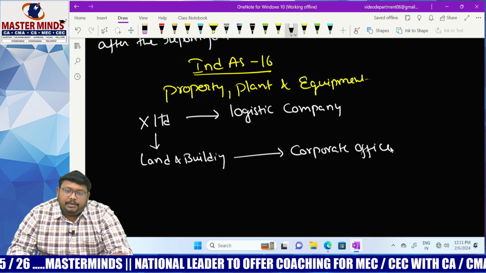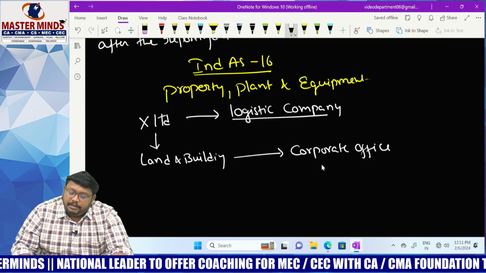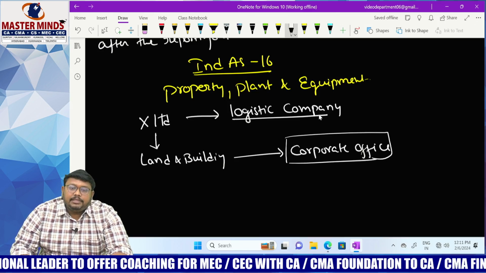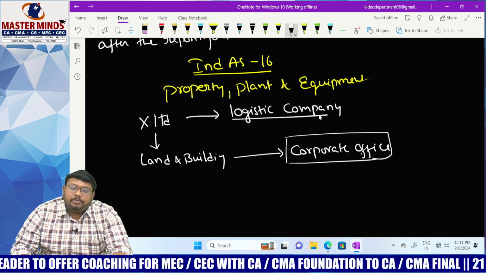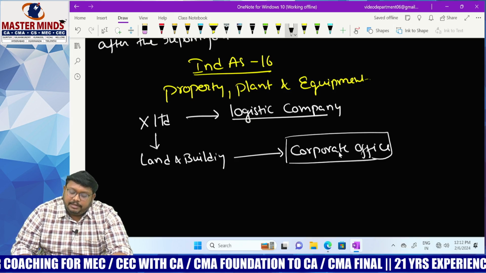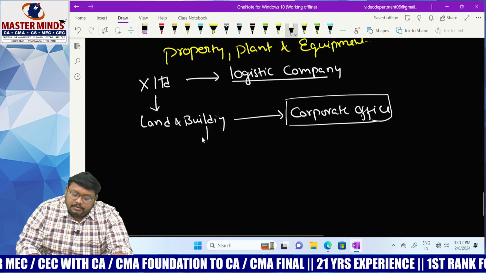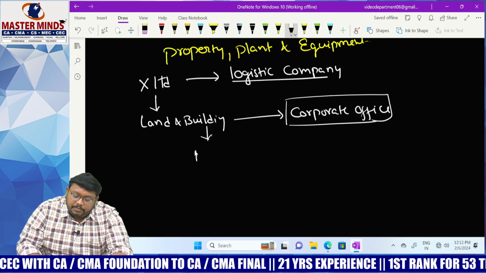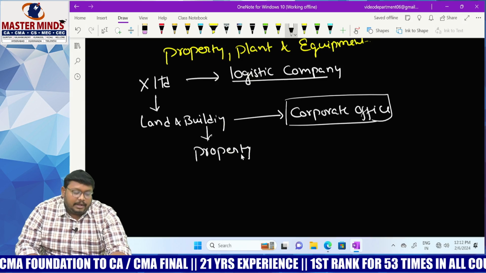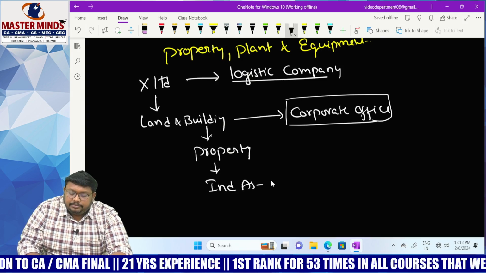It is a logistics company, and they're using that building for corporate office purposes. For logistics operations, we need a corporate office or head office. So this building will be considered as property, and to this property we have to apply Ind AS 16.